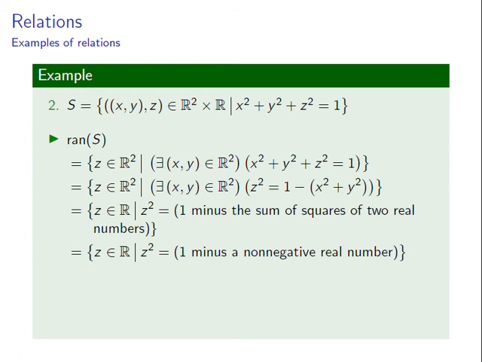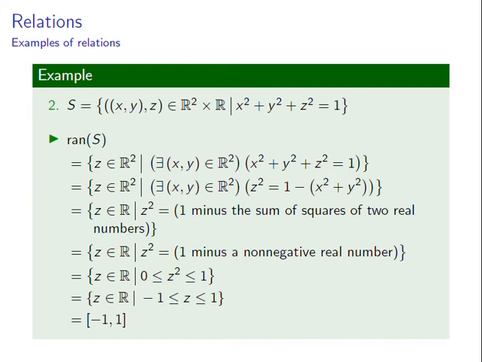of all real numbers z such that z squared equals 1 minus a non-negative real number. This is equal to the set of all real numbers z such that z squared is less than or equal to 1, which is equal to the set of all real numbers z such that z is greater than or equal to minus 1 and less than or equal to 1. Therefore, the range of S is equal to the closed interval from minus 1 to 1. Note that this is a subset of R.